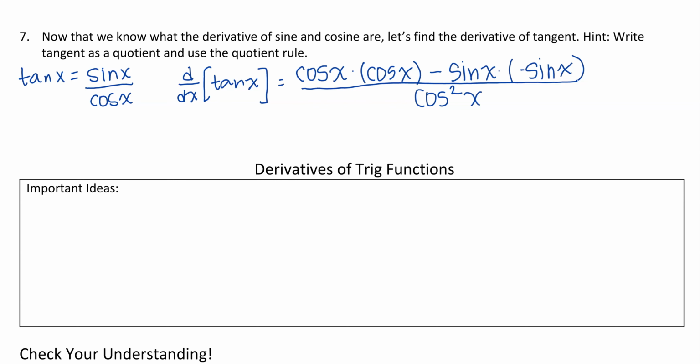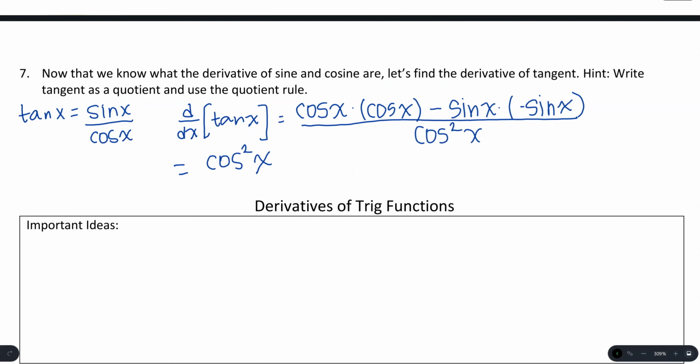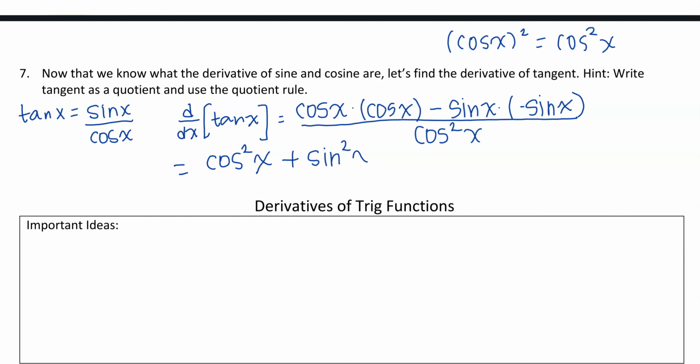So if I simplify this, cosine times cosine is what? Cosine squared. So write it like this. Remember, these are all congruent. If I write cosine of x squared, that's the same thing as cosine squared of x. And then a negative sine of x times a negative sine of x is a positive sine squared of x.